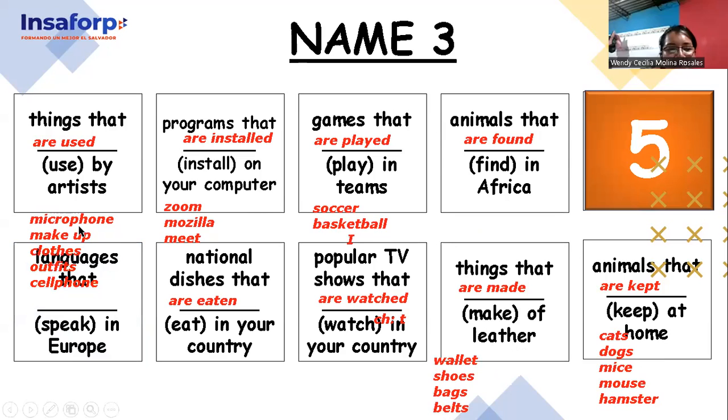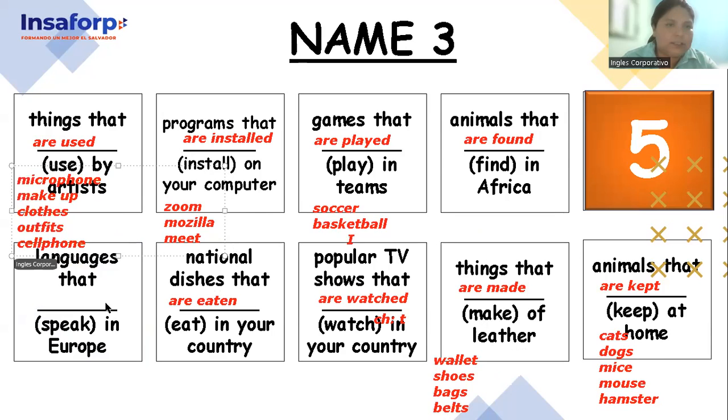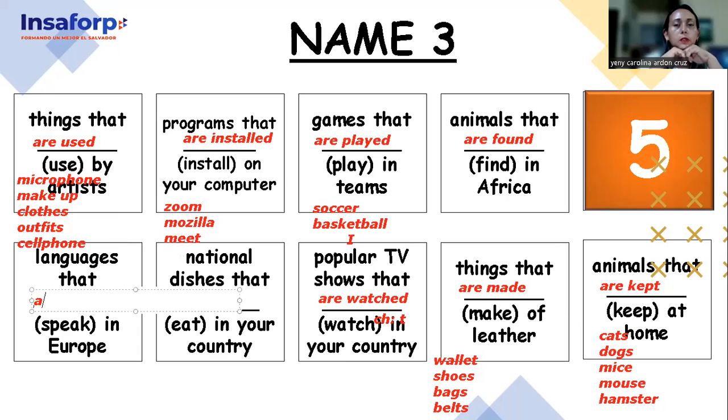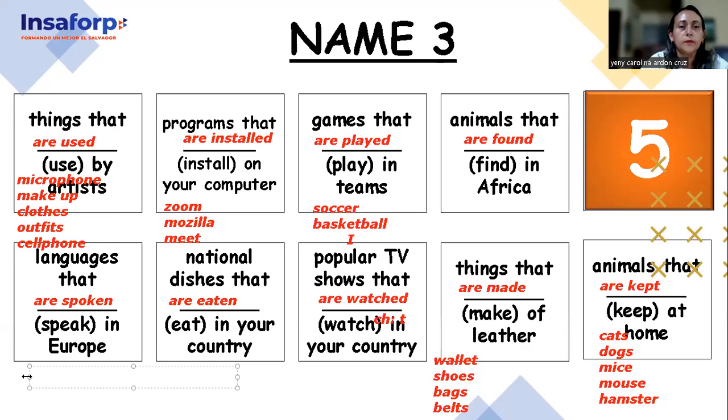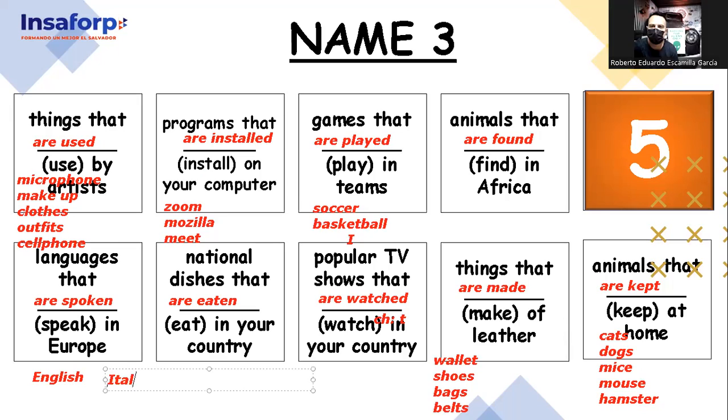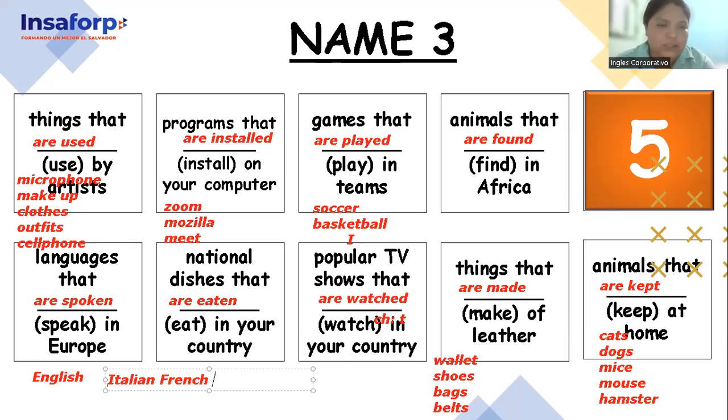Yeah. Okay, let's see. Five or six? Six. Okay. Let me see. I'm going to move this a little bit. Languages that are spoken. What is the full form for the verb speak? Spoken. Uh-huh. Languages that are spoken in Europe. Any idea? English? Okay, you got it. French? Italian, French, Spanish. Okay. English, Italian, Spanish.